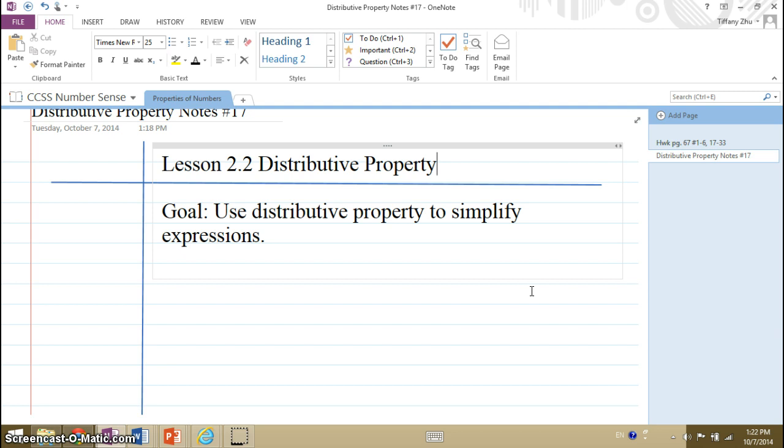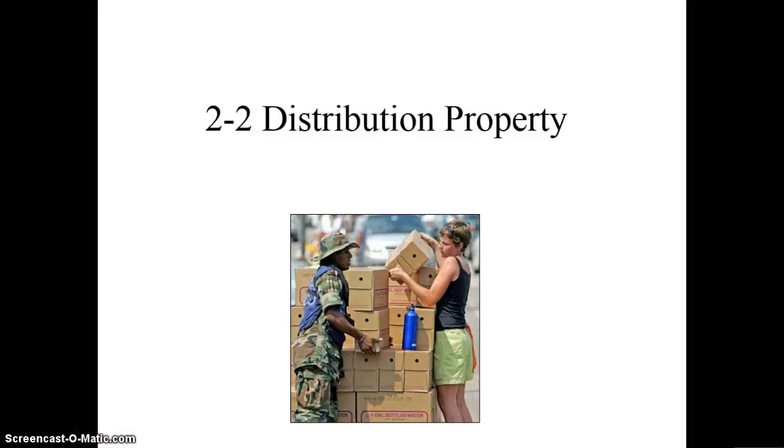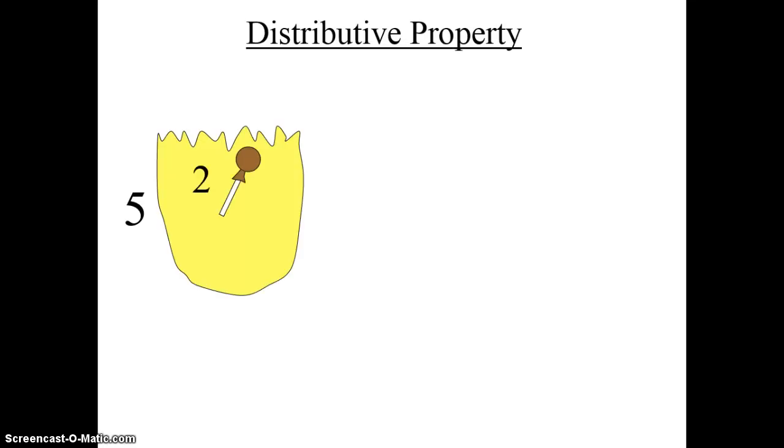Now, in pre-algebra 7th grade math, we use a lot of variables. So that's what you're going to see today in your properties. Pause here. We're going to go to our PowerPoint here. Now you can see that this picture is showing two people. They're holding boxes and they're distributing them. So this distribution property will actually give you an idea of what that means.